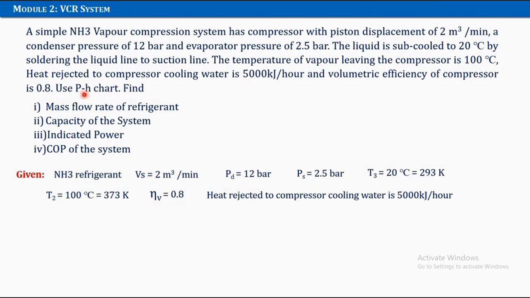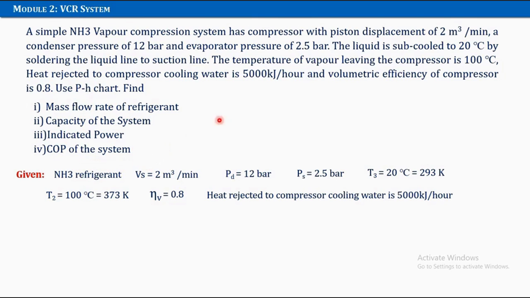So here we have to use the pH chart, and what we have to find out: mass flow rate of refrigerant, capacity of the system, indicated power and COP of the system. So first of all we will note down what is given in the numerical. Ammonia is the refrigerant that is given to us, so we have to use the pH chart for ammonia.